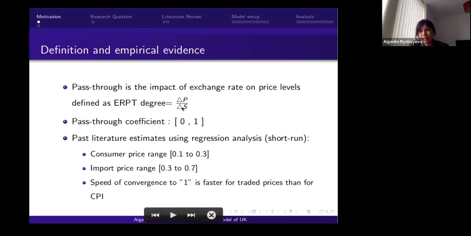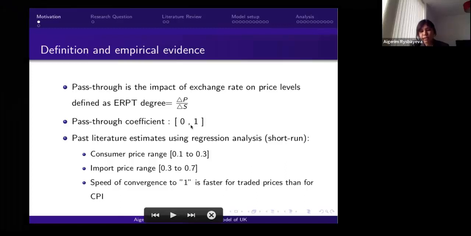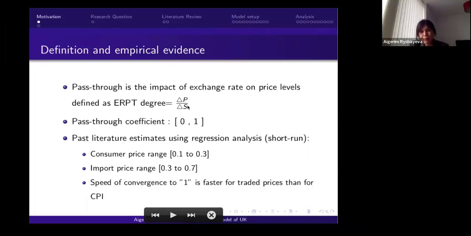The mathematical definition of exchange rate pass-through is the change in price level over the change in the nominal exchange rate. So this is the official definition. Now, pass-through coefficients are estimated to be between 0 and 1. So why is this the case? If we look at these equations, for this to be between 0 and 1, the change in the prices has to be less than the change in the nominal exchange rate. So why is this the case?